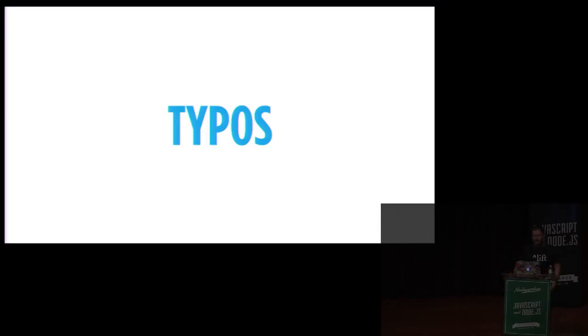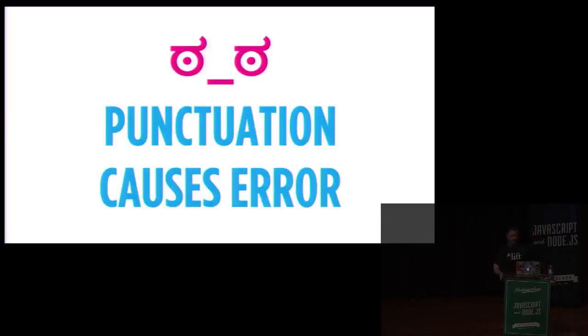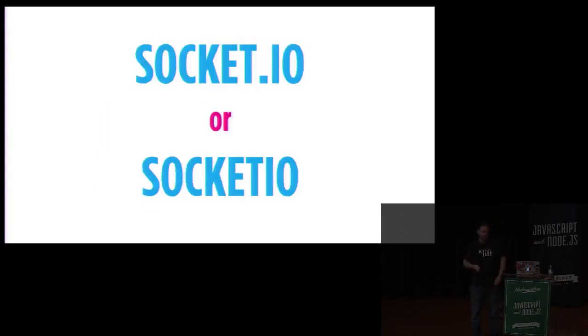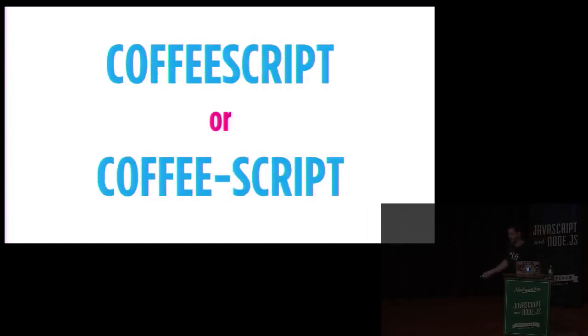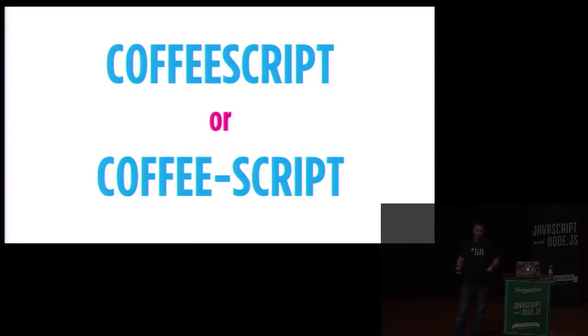So what I did instead was I took the top 100 modules, I generated typos for them, and what I found was that punctuation causes errors. Those are the ones that rose to the top, being most attempted to be installed but didn't actually exist in the registry. And so is it socket.io or socket-io? Which one are you actually supposed to install? And do you type that right every single time? Is it CoffeeScript or Coffee-Script? It's actually Coffee-Script. I published CoffeeScript just to see if anyone would notice.